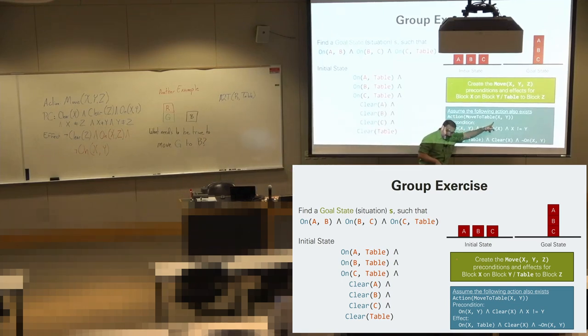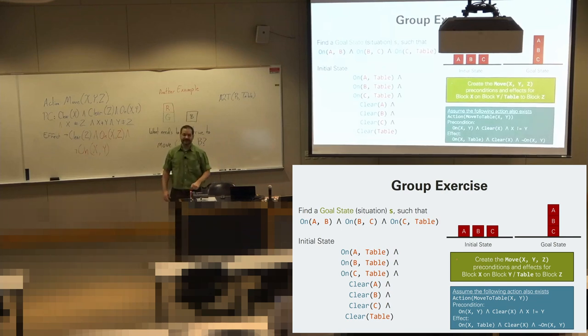To move something to the table, it's not move red to table. It's move red from green, or remove red from green. So red needs to be on green for me to move it off of green, right? Then red needs to be clear, and red cannot equal green. All my preconditions are true, correct?